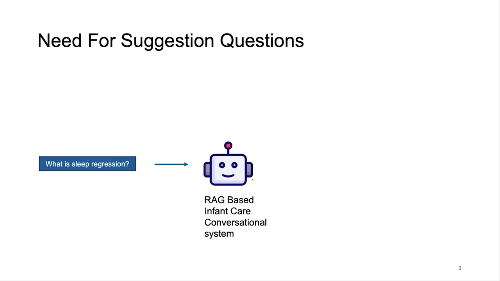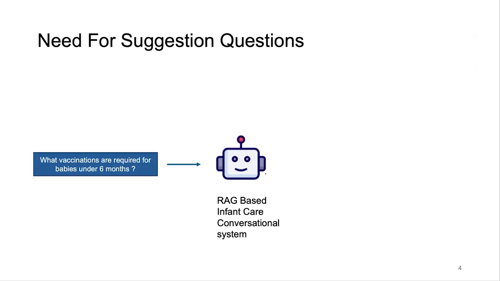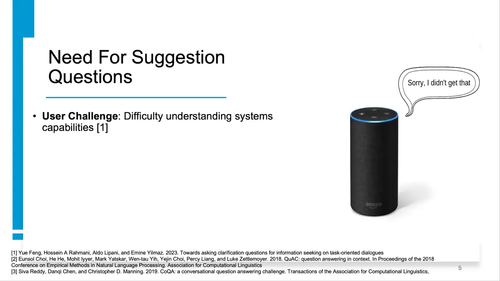Suppose you are interacting with a RAG-based infant care conversational system and ask a question, what is sleep regression? It is answerable. But what about this question? What vaccinations are required for babies under 6 months? We don't know. What is the issue here? We don't know what is the scope of the system.